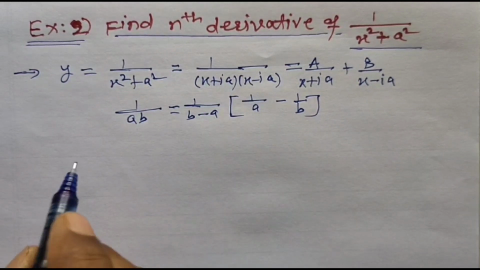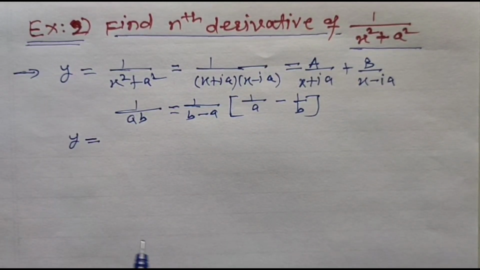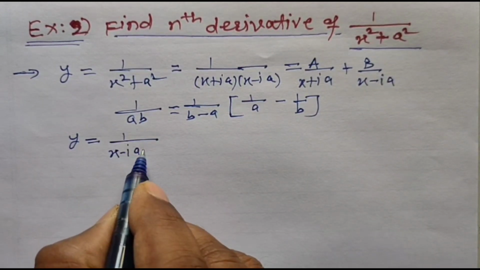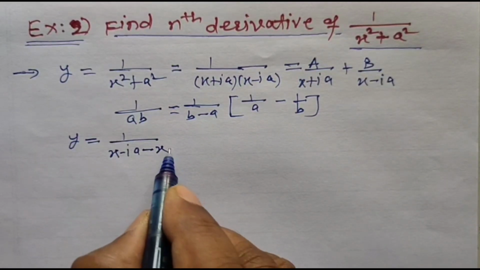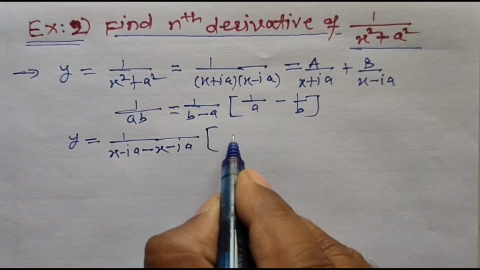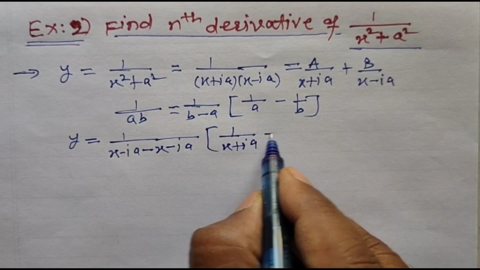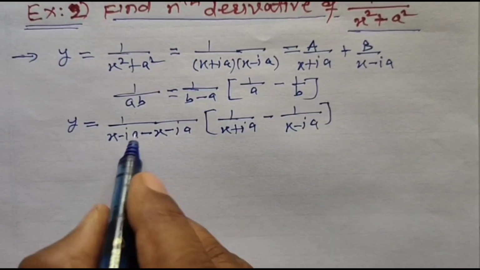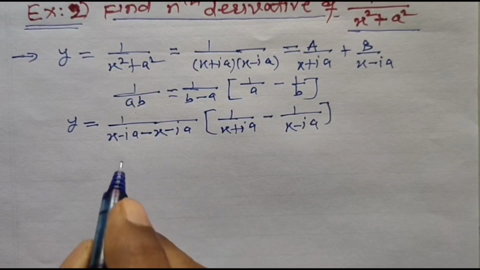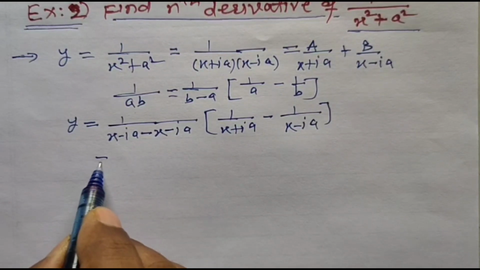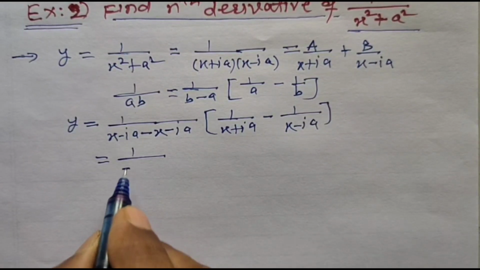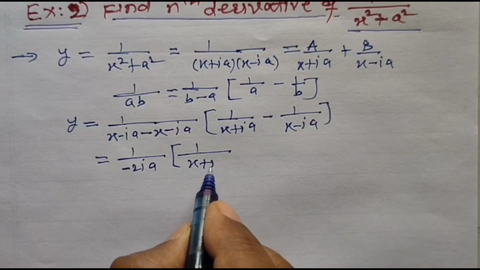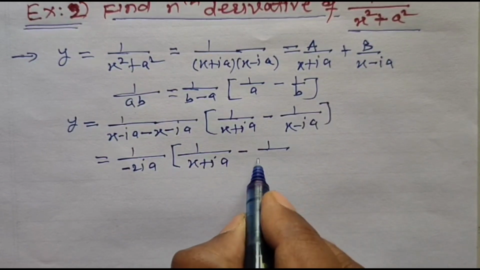Hence y is equal to, applying this formula, 1 upon (x minus ia minus x plus ia) into bracket (1 upon x plus ia minus 1 upon x minus ia). Now you can simplify this. Here x gets cancelled, and minus ia minus ia becomes minus 2ia. Y is equal to 1 upon minus 2ia into bracket (1 upon x plus ia minus 1 upon x minus ia).